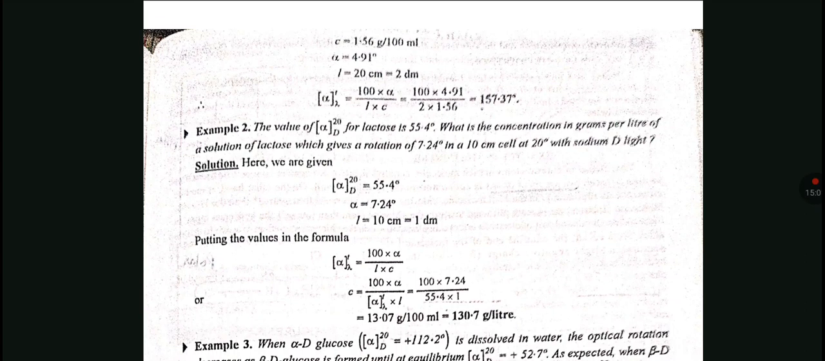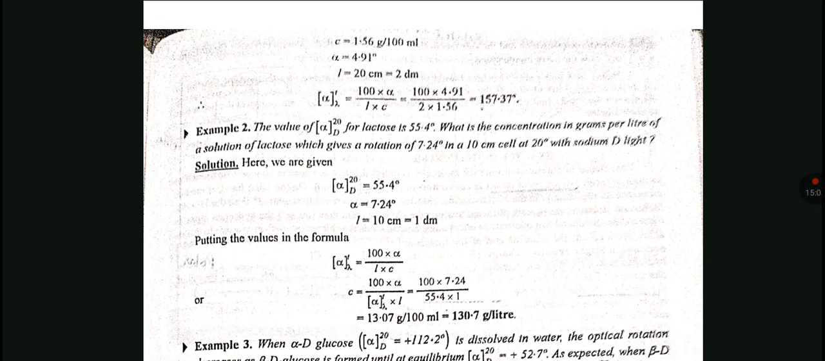Alpha is equal to 4.91 degree. L is equal to 20 centimeter, which is equal to 2 decimeter. Now specific rotation is 100 into alpha upon L into C, which is equal to 157.37. Now we have another example, example 2.